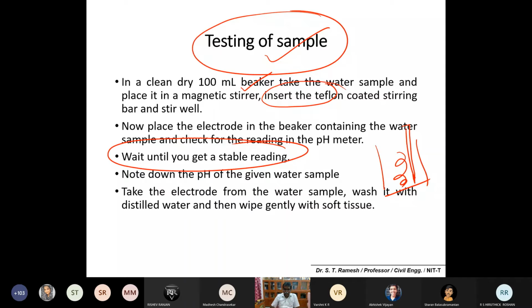Because of the mixing, there could be changes in the pH value, so wait until you get a stable reading, and note down the pH of the particular sample. Take the electrode out after the measurements and wash it again with distilled water, since you may not know what type of sample it is. Wipe it gently with a soft tissue and keep it in the electrode stand. This is what normally they do in a laboratory.